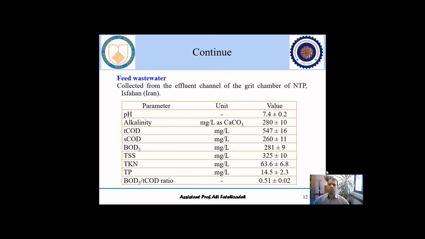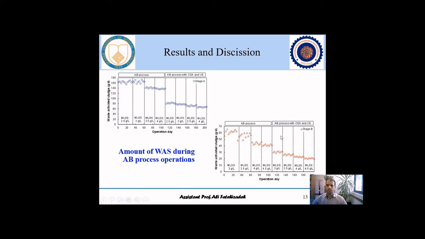The feed wastewater was collected from the effluent channel of the grit chamber of the North Treatment Plant of Isfahan. The main characteristics of the screened and degritted wastewater are summarized in this table. In this slide, the amount of waste activated sludge during AB operation and also combined process operation are shown. As you can see, with increasing MLSS concentration for each process, the amount of waste activated sludge was reduced.